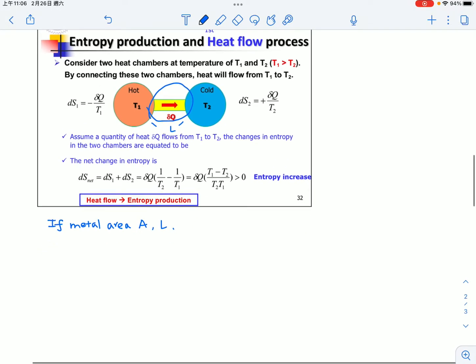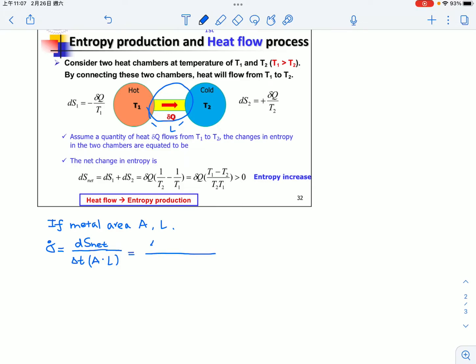Okay, so the entropy production rate shows the total entropy generated in this system per unit time, so it's divided by the time period, and also the volume. So the volume will be A times L, right? The volume of the metal. So you can simply copy this one, right? dS net, T1 minus T2, T1, T2, and the time, and also the AL, right?